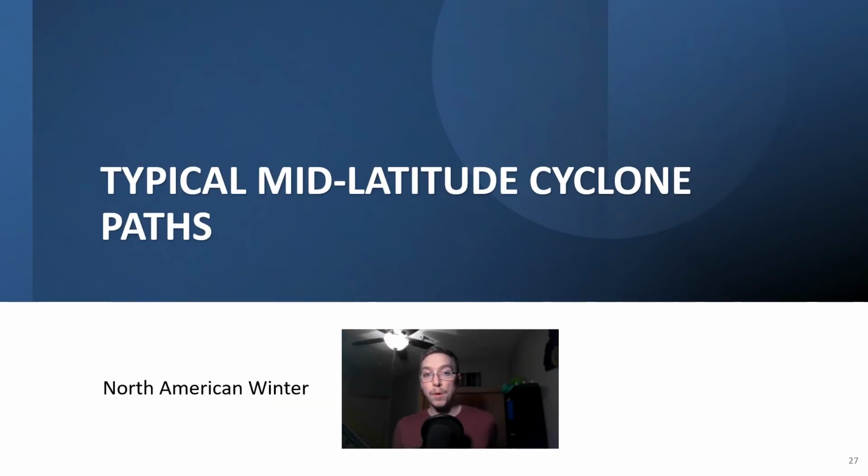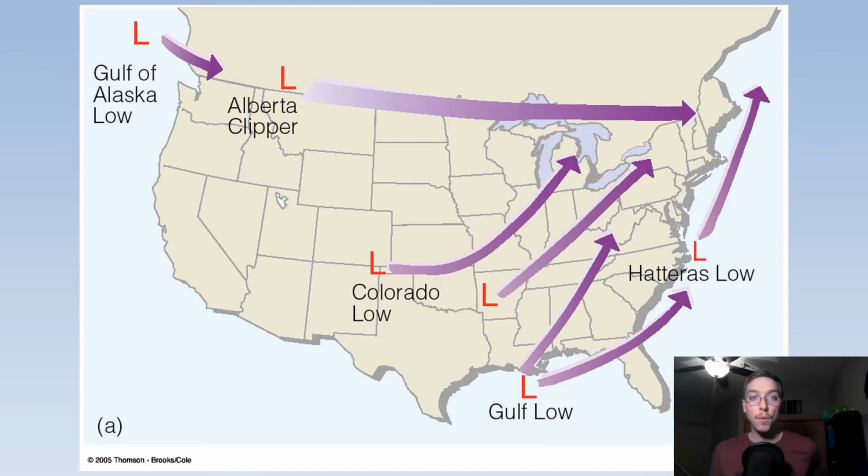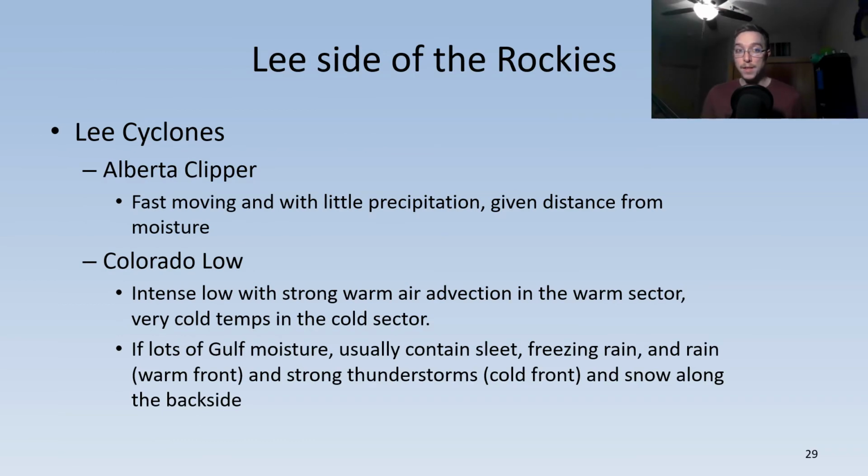So now looking at typical mid-latitude cyclone paths for our North American winter. We notice a couple different names here. We see Gulf of Alaska low, Alberta Clipper, Colorado low, Gulf low, and Hatteras low. These are some typical names that we've given because of the typical paths that these follow in our winter months. So if you're on the lee side of the Rockies, so downwind of the Rockies, in our case, east of the Rockies, you might see lee cyclones.